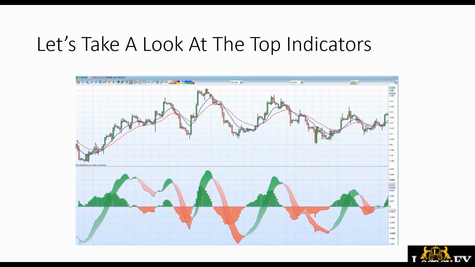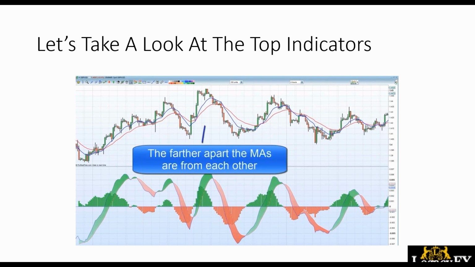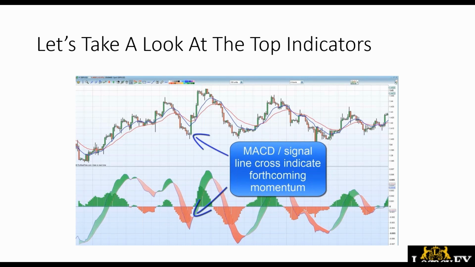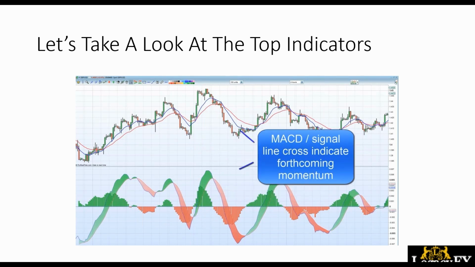Typical values for the MACD are 26 and 12 exponential moving averages and 9 for the signal line. The farther apart the moving average is, and the greater the momentum, the farther away the MACD will be from the center line. Traders use MACD and signal line crosses, such as these, to indicate momentum trades. You can see how these crosses often match up with market moves.